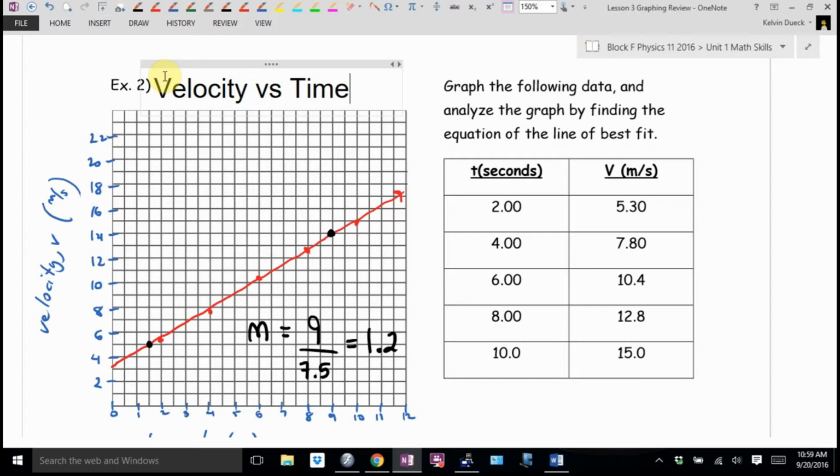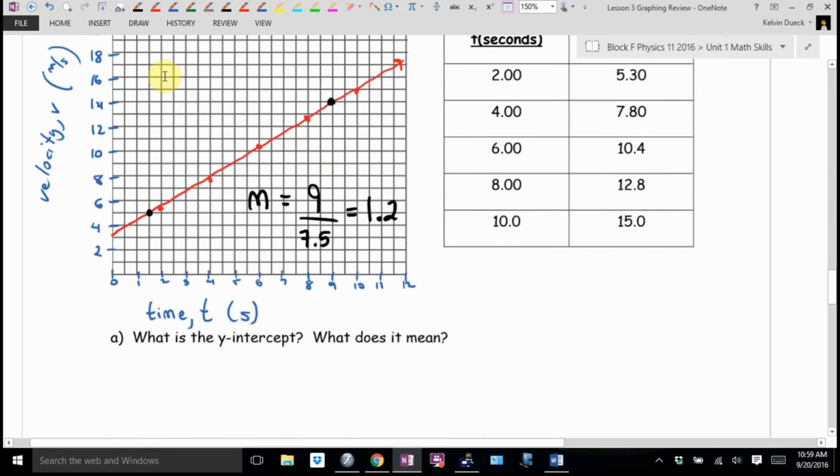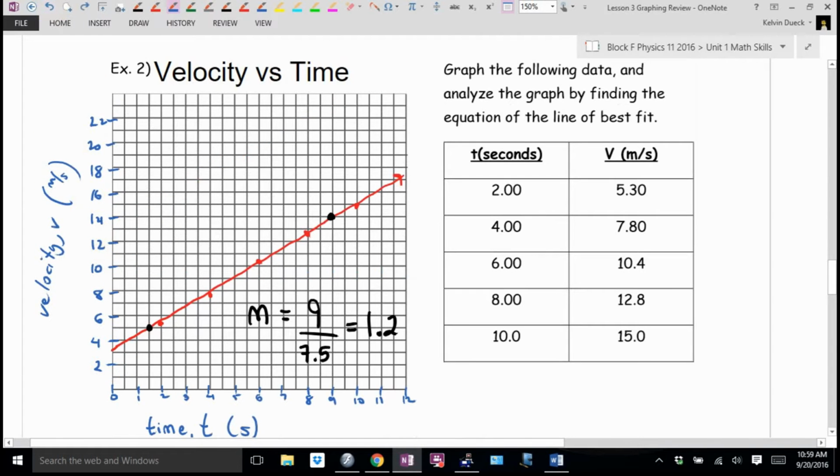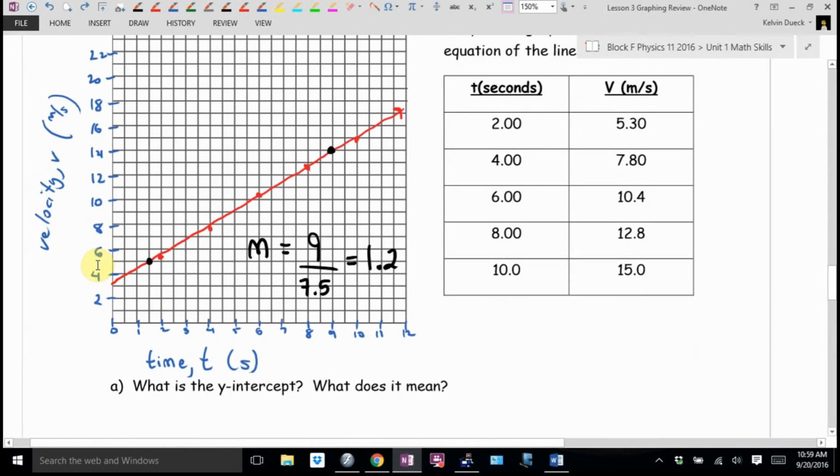So my slope was 1.2 by going rise over run, and this is where we left off. What's the y-intercept? Well, it's right there. Mine looks like about, well, you have the best view. I don't think I hit exactly at 3. I think there's a tiny little gap there. I'm going to call mine 3.1.